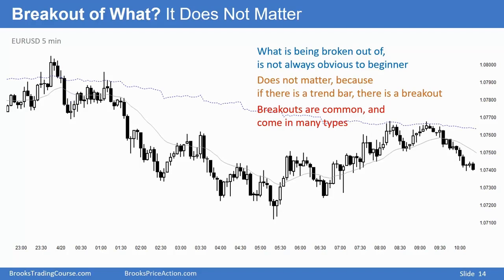But a breakout of what? Of many things. It's a wedge top, so it's a break below the bottom of the wedge. It's a break below the trend line. Here we have a very big bull bar. A lot of bulls will put their protective stop just below its low. So it's a breakout below the bottom of a very big bull bar, a biclimax bar.